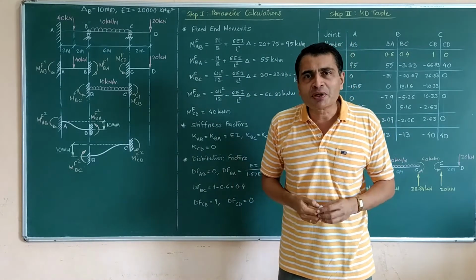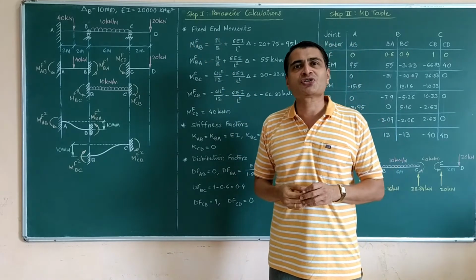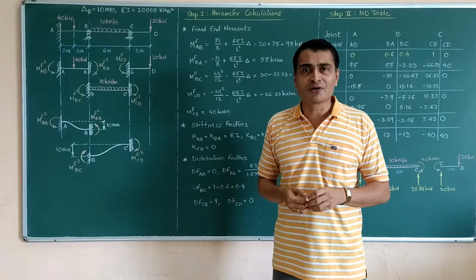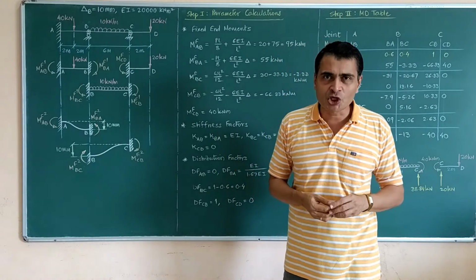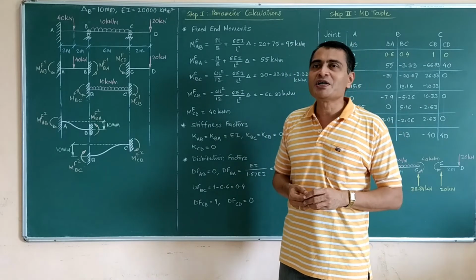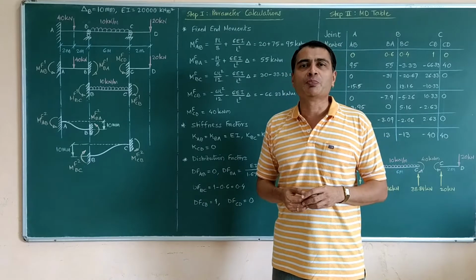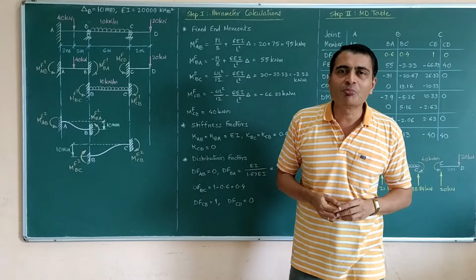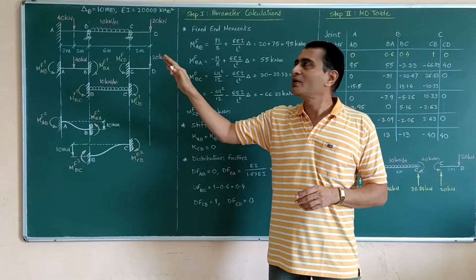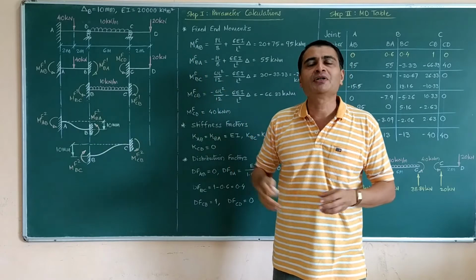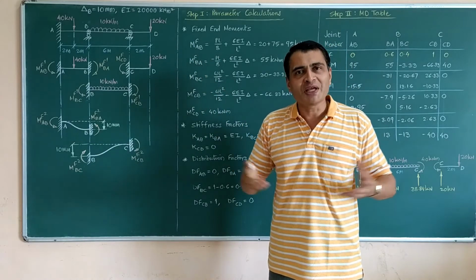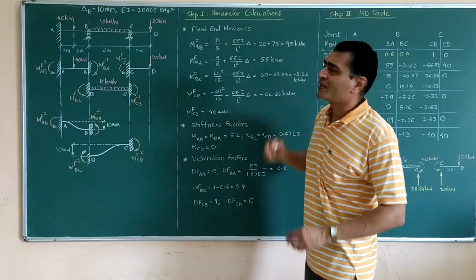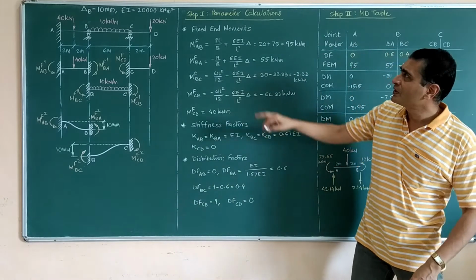And the information given is delta B, that is the support B, sinks down by an amount of 10 millimeters, and EI, the flexural rigidity, is given as 20,000 kilonewton meter square. So we have to analyze this beam and draw bending moment diagram. Sinking of support, 10 millimeters of sink is given, and we are supposed to draw the BMD. So let us start. I am writing step 1, that is parameters calculation.